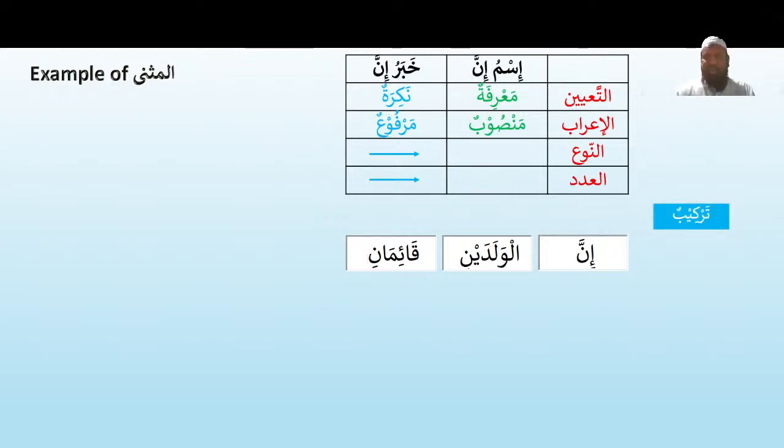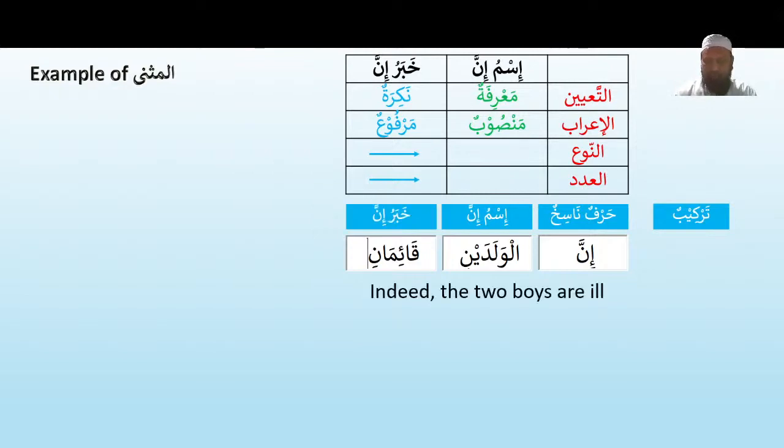Now, تركيب إن: إن حرف ناسخ، الولدين اسم إن، قائمان خبر إن. Indeed, two boys are ill. Okay, let's change it to المريض. Anyway, we had two examples. We can say إن الولدين قائمان as well, or we can say إن الولدين مريضان. إن الولدين مريضان.